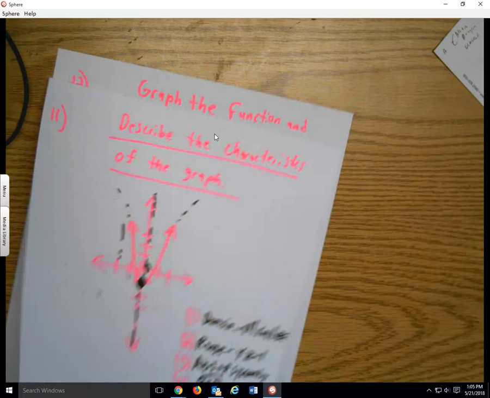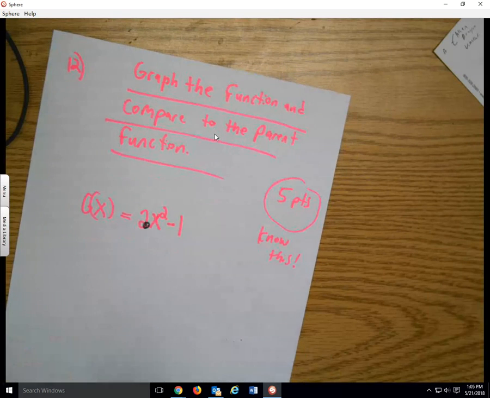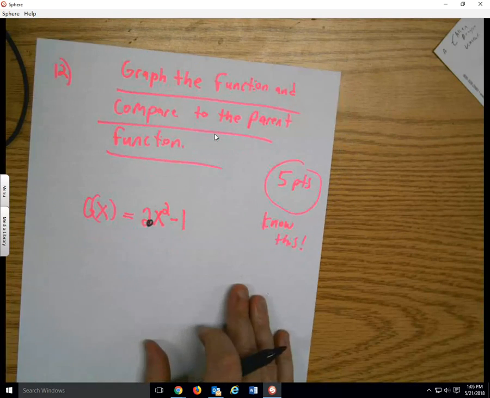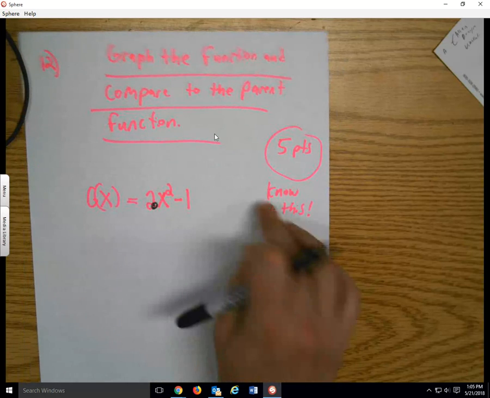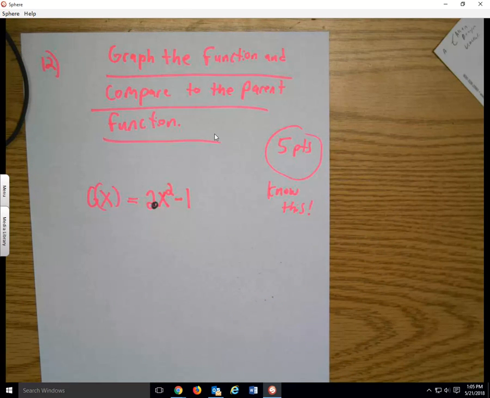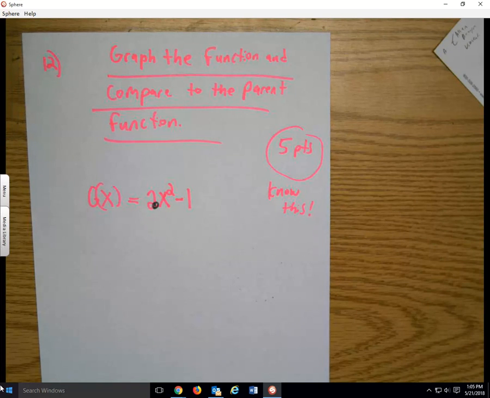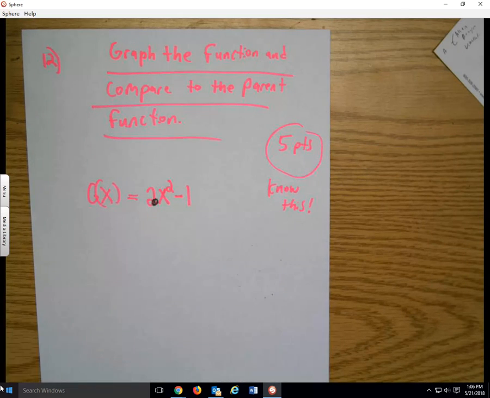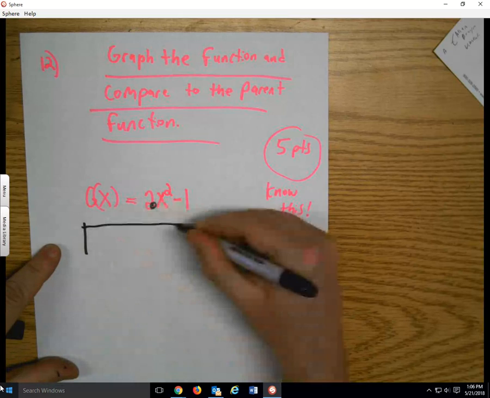Okay, last one. 12th problem. I say know this because it's worth 5 points. It's worth more than the others. So you might consider this to be one of the 3 that you write down. Graph the function and compare the parent function. So how do we graph this? The first step is to make a table.